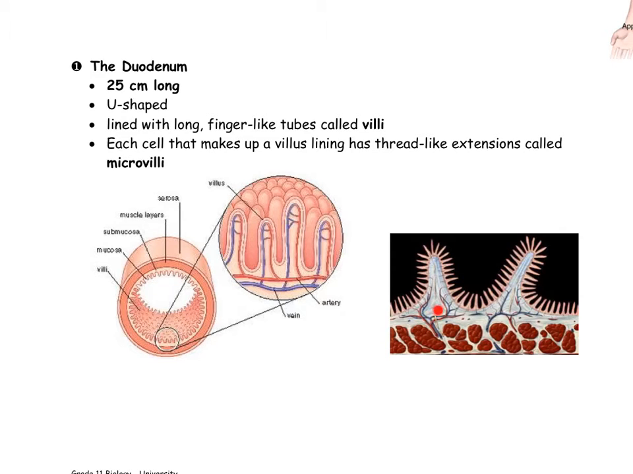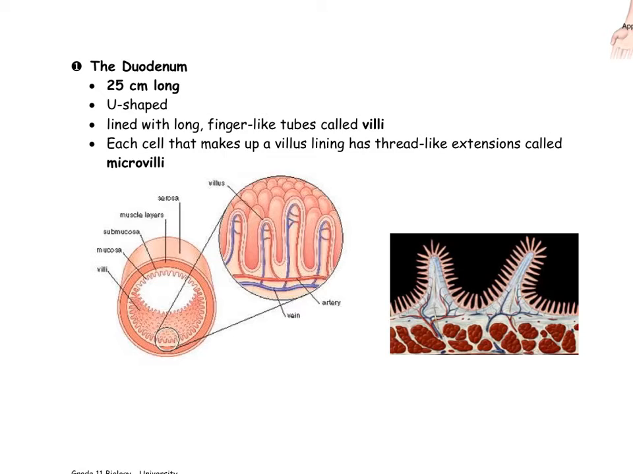And here's another diagram. I really like this because it shows not only that there are villi, but also microvilli. So what is a microvilli? Well, it's like a villus on top of a villus, right? And again, that's just to increase the surface area as much as we can possibly have.